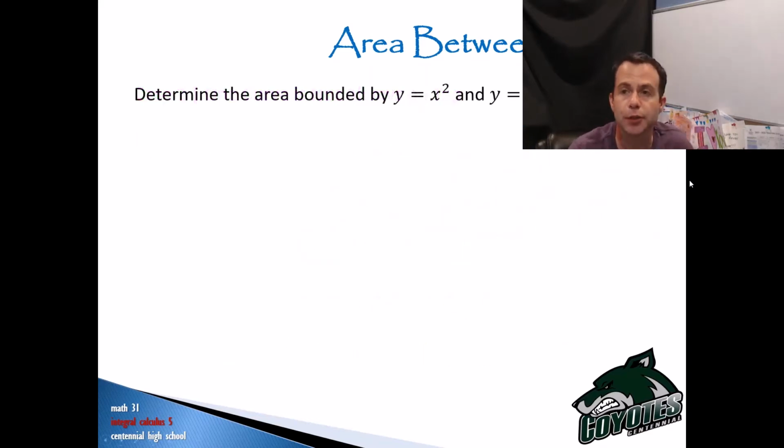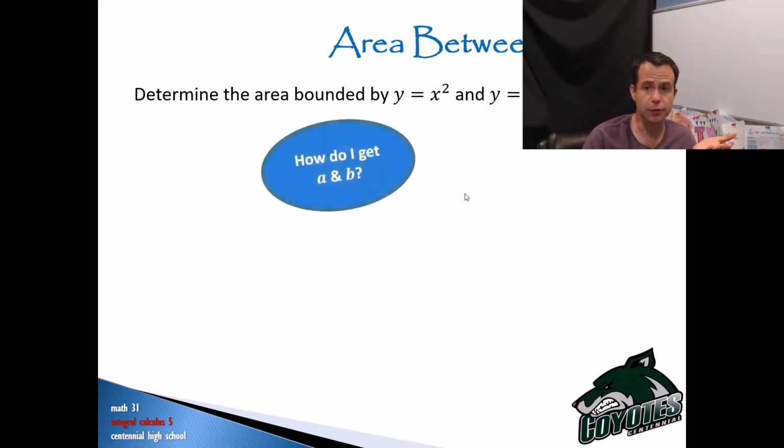Okay, so determine the area bounded by these two equations, y equals x squared and y equals the root of x. Well, the first thing I'm going to have to do is look for various intersection points between these two, because where they intersect is where I'm going to switch between who's on top and who's on the bottom. In order to solve for the intersection points, which is essentially where I want to get a and b as well, I just set them equal to each other because they're both equal to y, right?